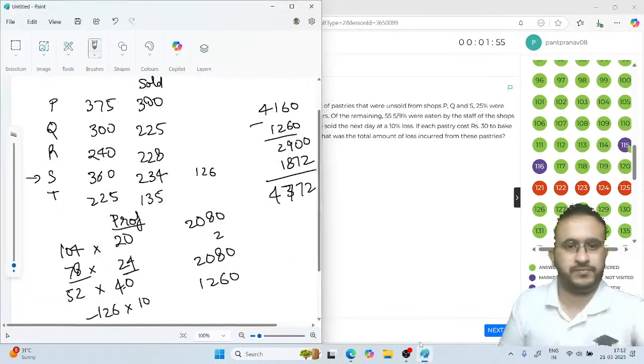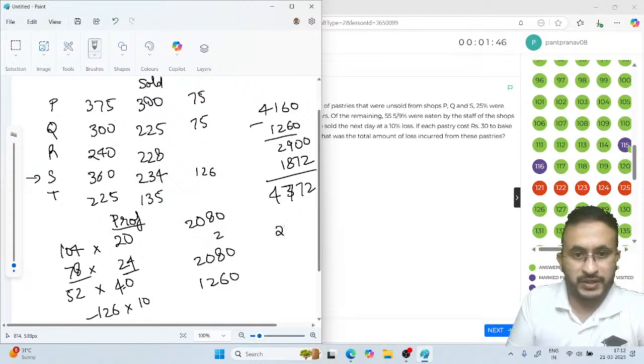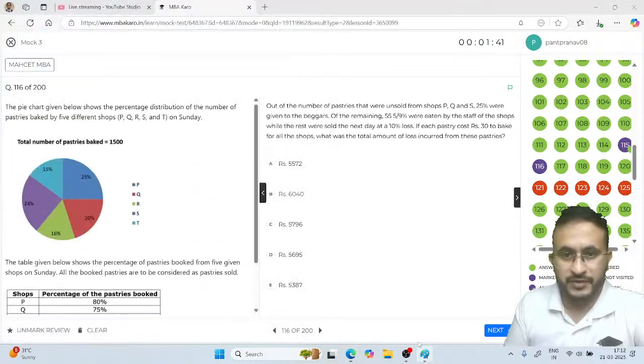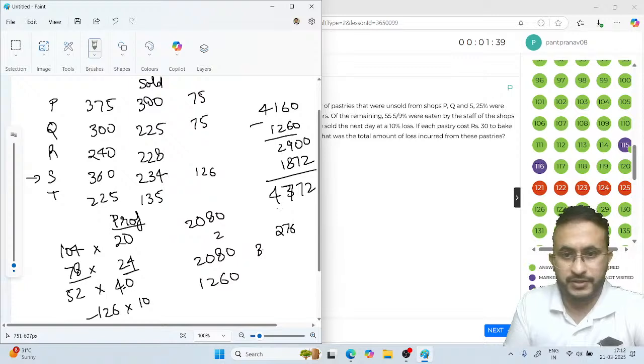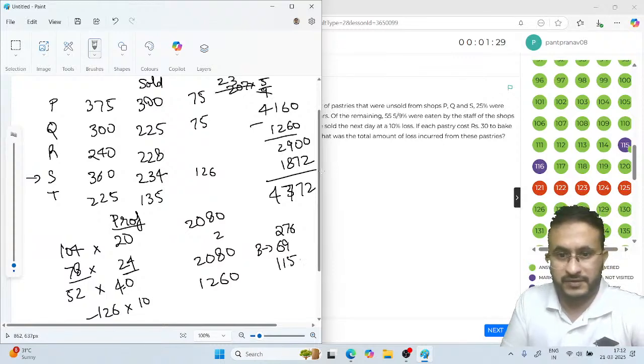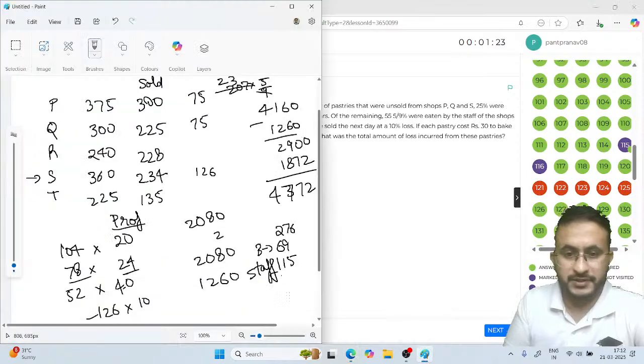Question on unsold: 75, 75, and 126. That is 276. 25% were given to beggars. So beggars which are 69. 207 remain. 5 by 9. 23, 115 staff sold the next day at 10% loss.